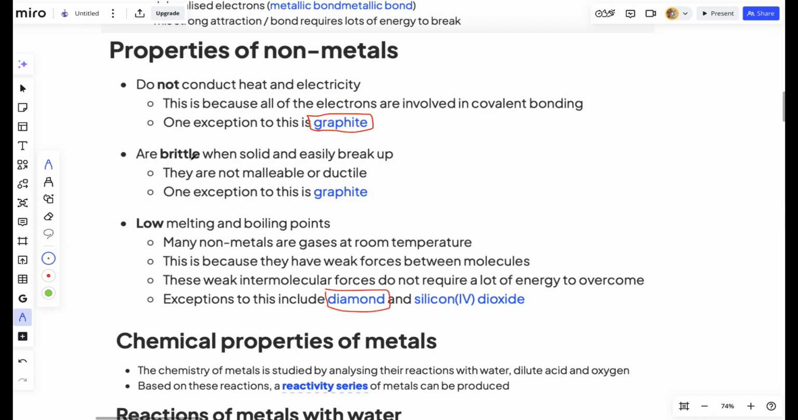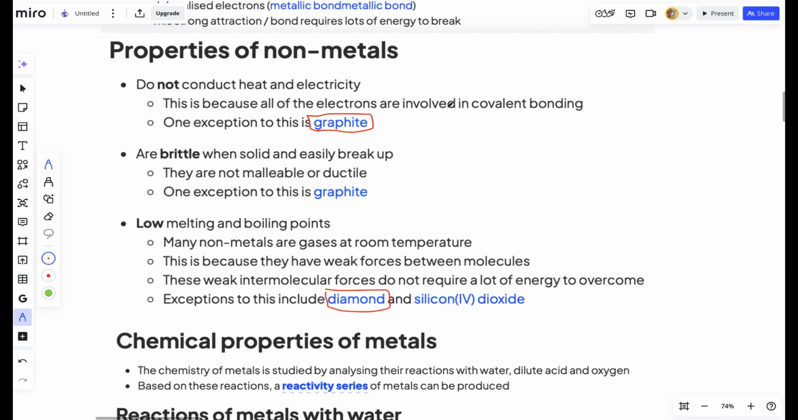Many non-metals are gases. They are not solid. You know, metals are mostly solid except bromine and mercury, right? Okay, so these are the exceptions. Most of the metals are solids, but most of the non-metals are gases, like hydrogen gas, oxygen gas, helium. Not all, but most of them are gases.